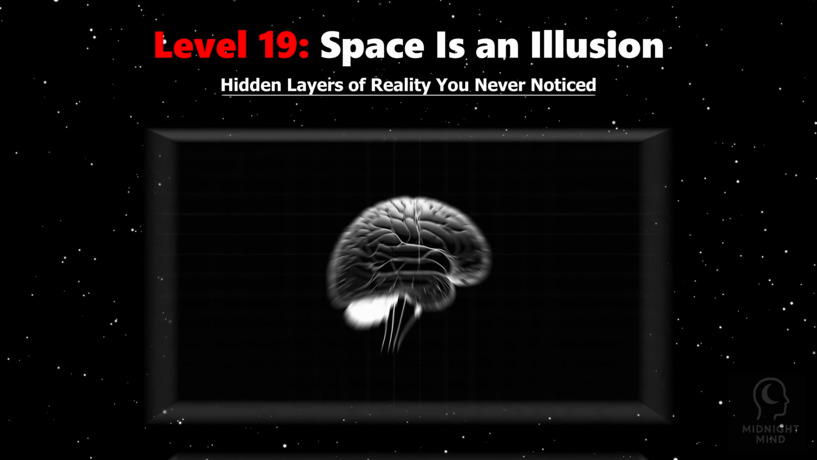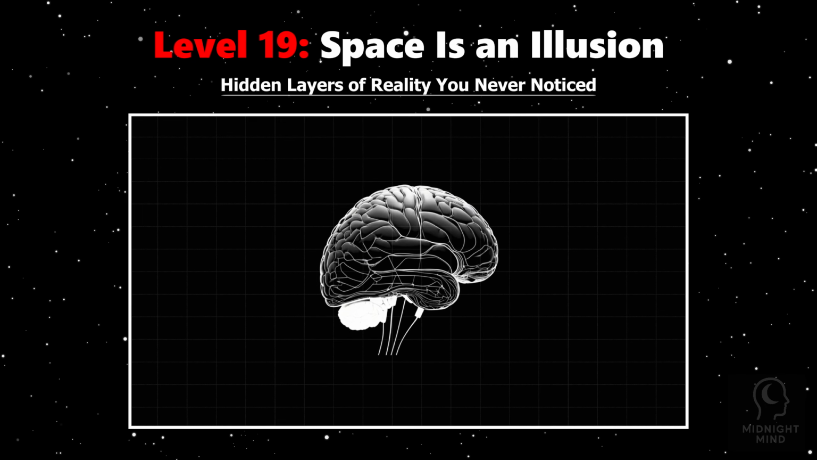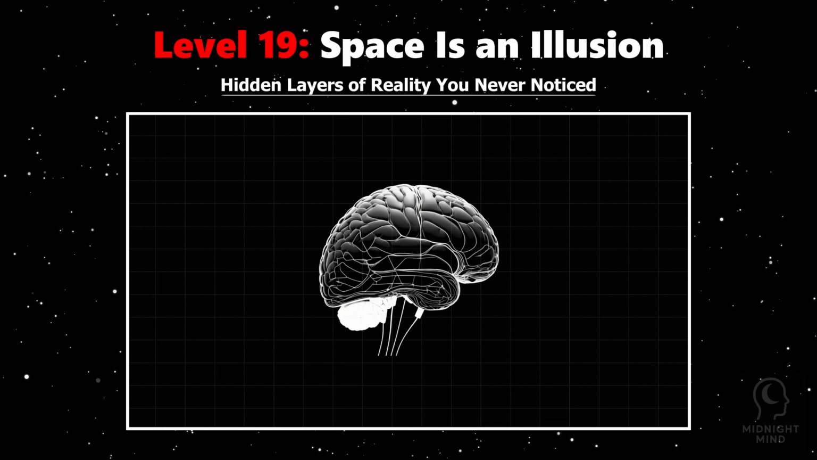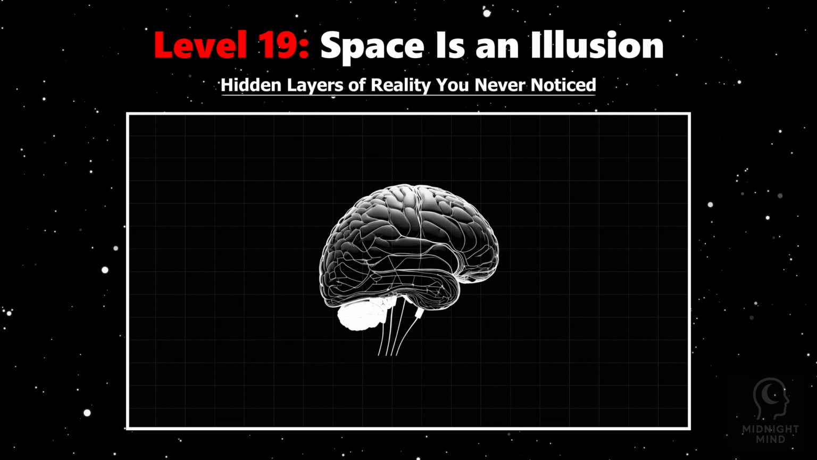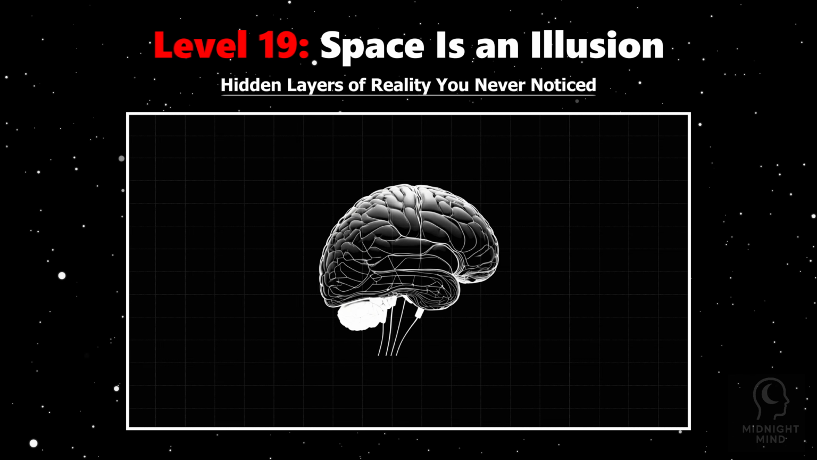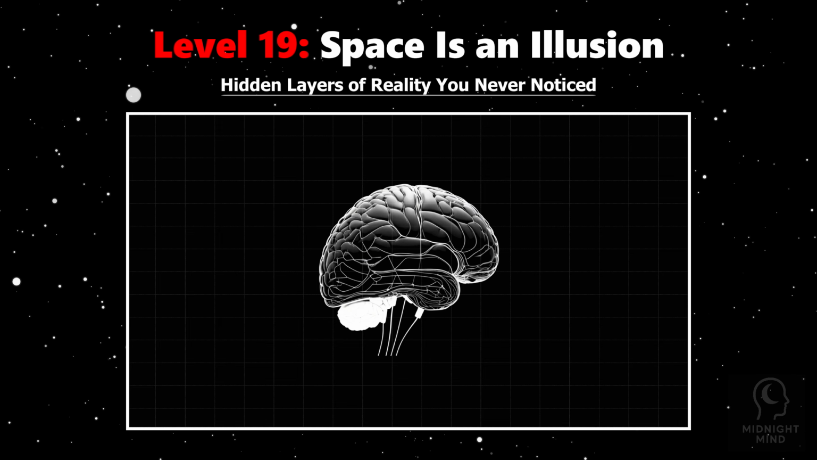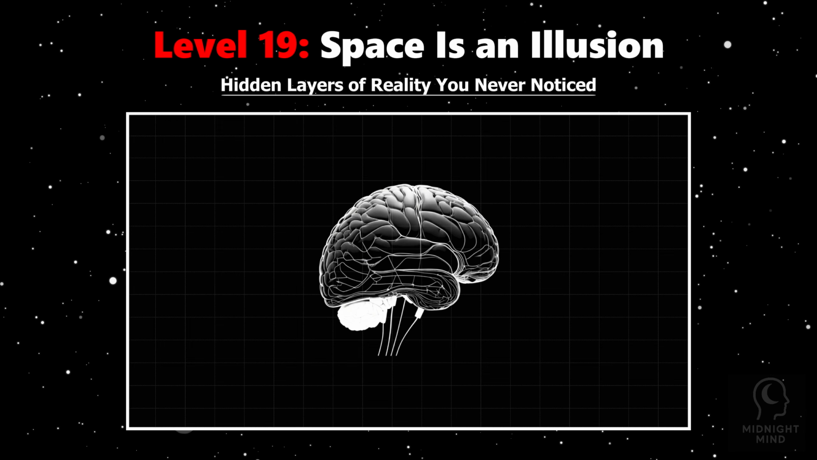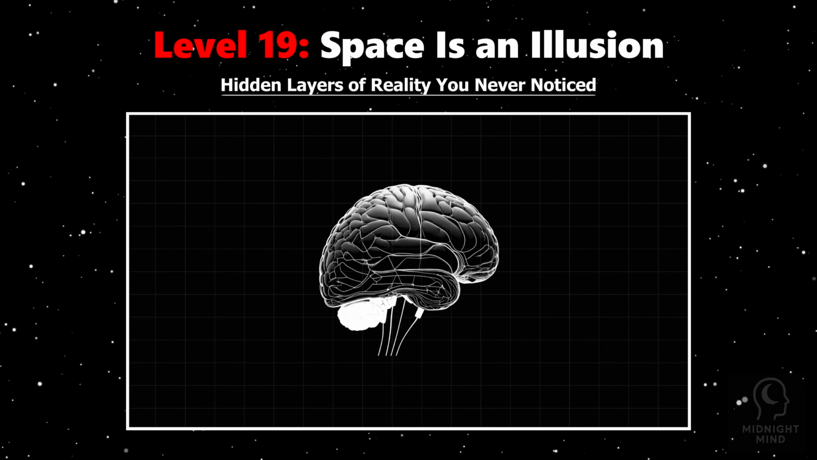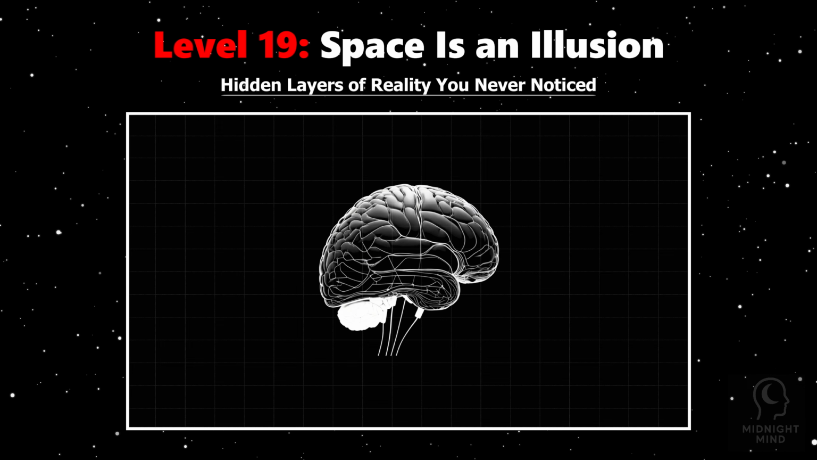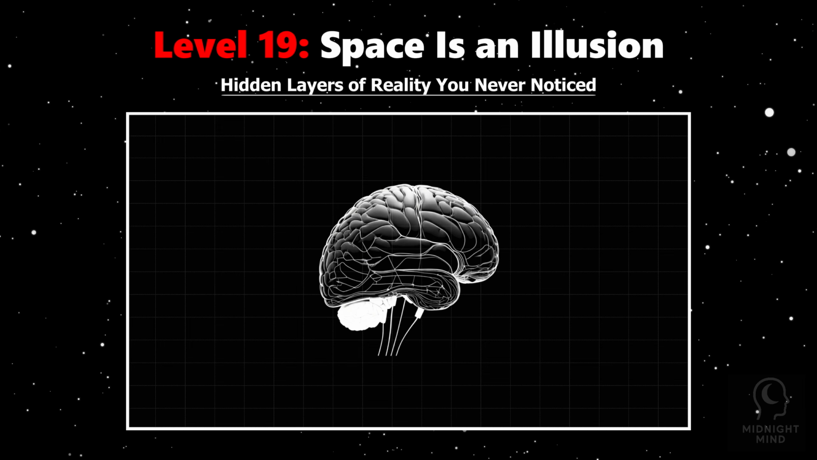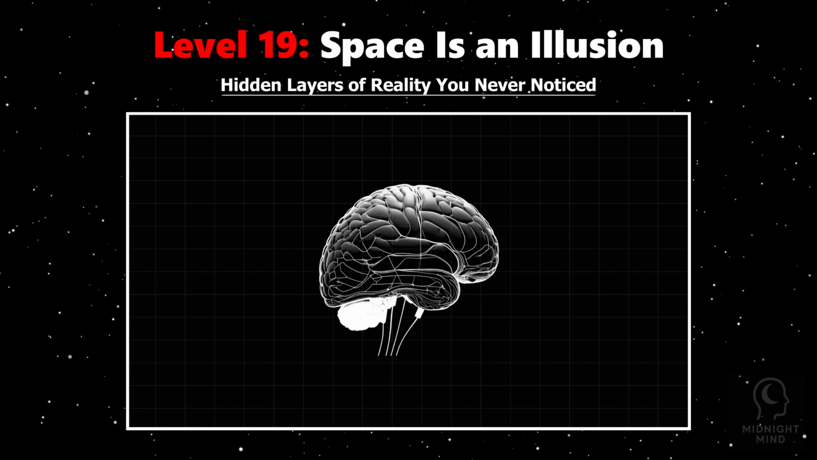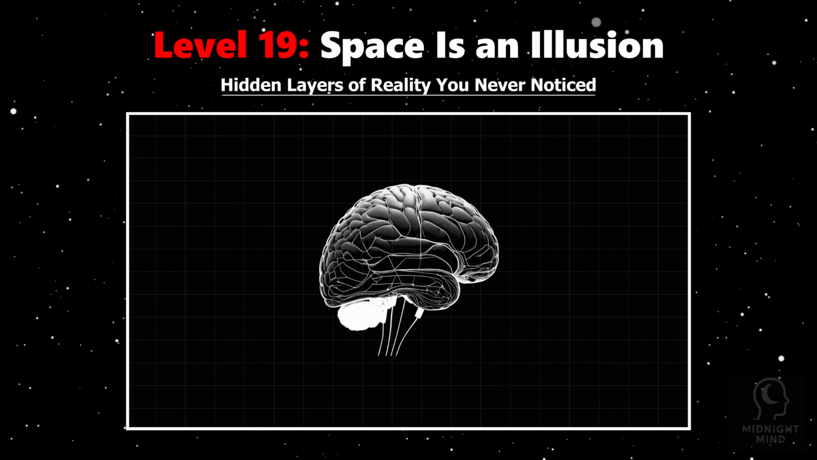Imagine the vastness of space, but what if space itself isn't real? Your brain doesn't perceive space directly. It calculates distance from patterns of signals. Vision, hearing, touch, all provide data points your mind interprets to build a three-dimensional model inside your skull. Neuroscience shows that what you experience as far or near is a construction, a mental map created from light angles, sound delays, and tactile feedback.